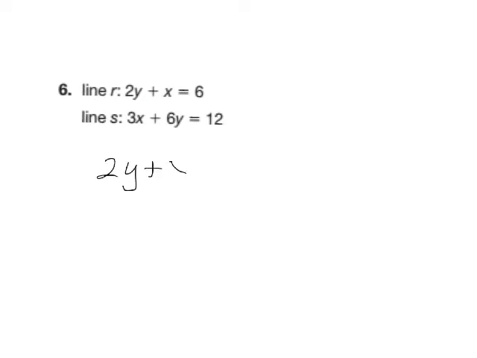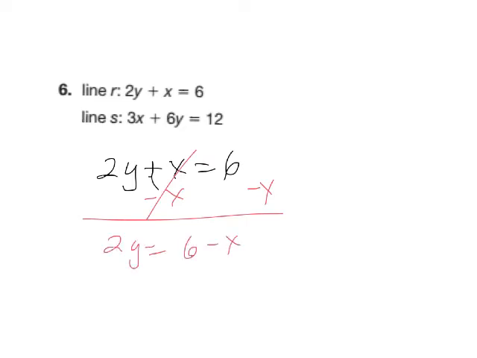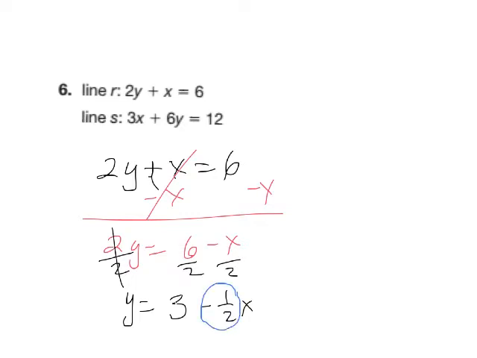All right, so let's get rid of the x by subtracting the x. And so we have 2y equals 6 minus x. Now we divide it by 2. So that becomes y equals 3 minus 1/2 x. Okay? I just kind of split that one up. So here is my slope of my first line. Now I got to figure out the second line. Okay?